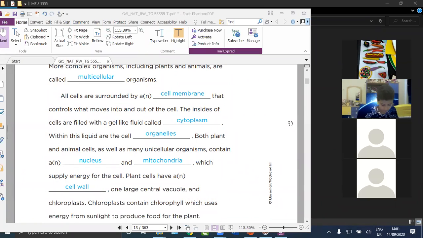Jamaluddin, read. All cells are surrounded by a cell membrane that controls what moves into and out of the cell. The insides of cells are filled with a gel-like fluid called cytoplasm. Okay, thank you.